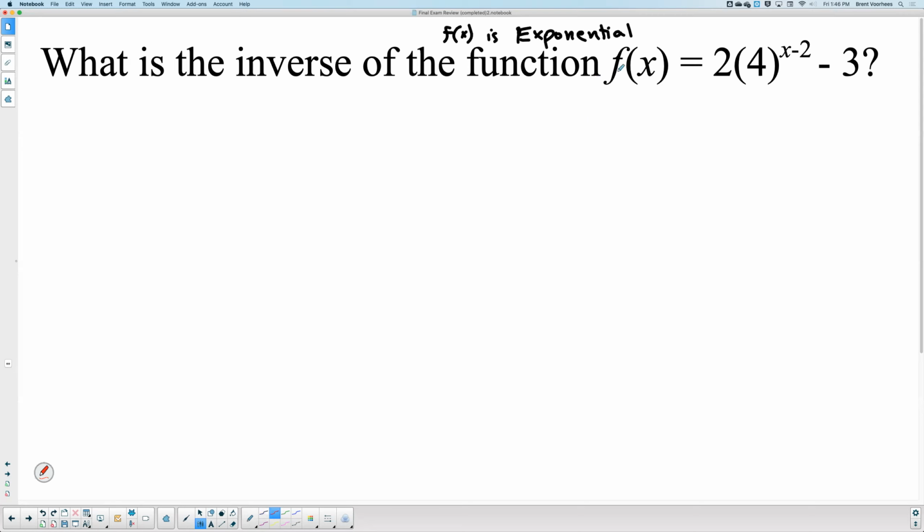Switch x and y. So f of x represents y, because oftentimes we say y equals f of x that way. So we're going to say this f of x is the same thing as y. We're changing the x and y, so it becomes x equals 2 times 4 raised to the power of y minus 2 minus 3. That's our first step.